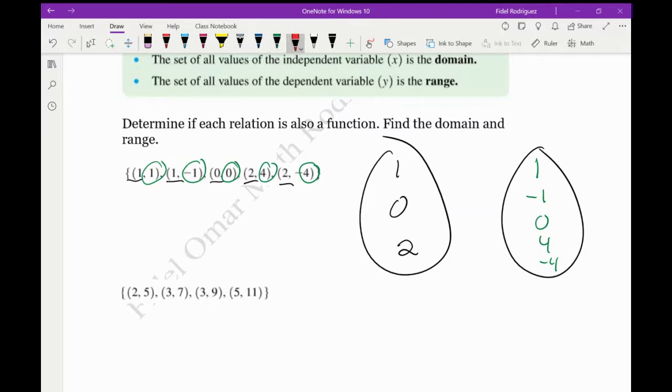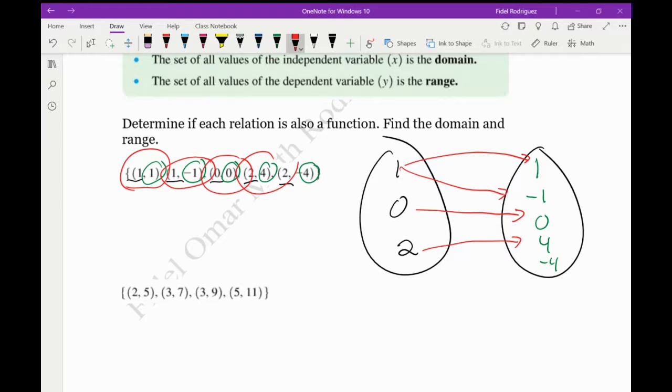And then now all I'm going to do is I'm going to draw my arrows. So look at the first one. 1 hooks up with 1. The second one says 1 hooks up with -1. The third one says 0 goes to 0. The next one says 2 goes to 4. And the last one says 2 goes to -4.